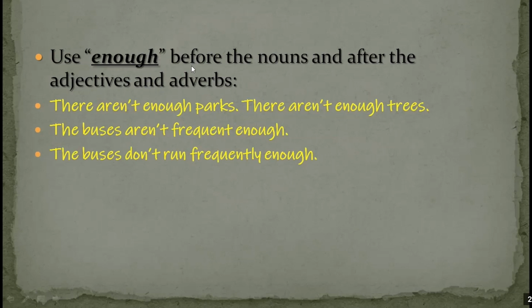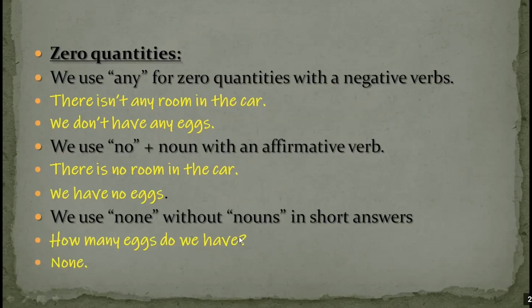How about enough? We use enough before the nouns and after the adjectives and adverbs. There aren't enough parks. Park is a noun, so we put the word enough before the noun. There aren't enough trees. Tree is a noun, so we put the word enough before the noun. The buses aren't frequent enough. Frequent is an adjective. We put the word enough after the adjective. The buses don't run frequently enough. Frequently is an adverb. We put the word enough after the adverb.